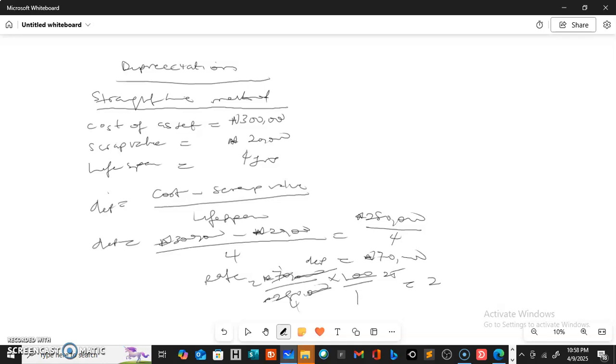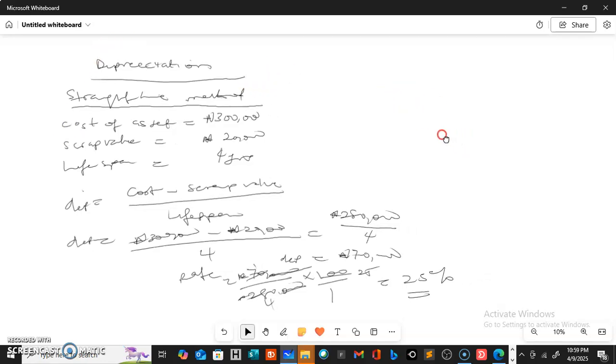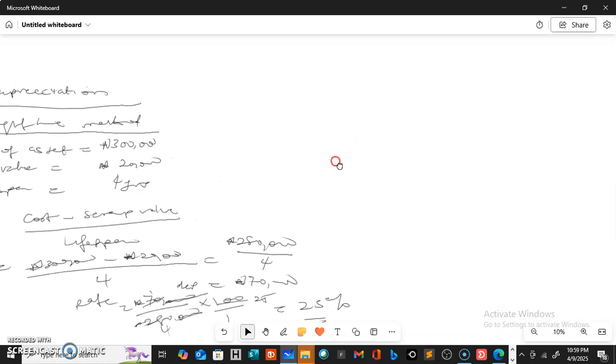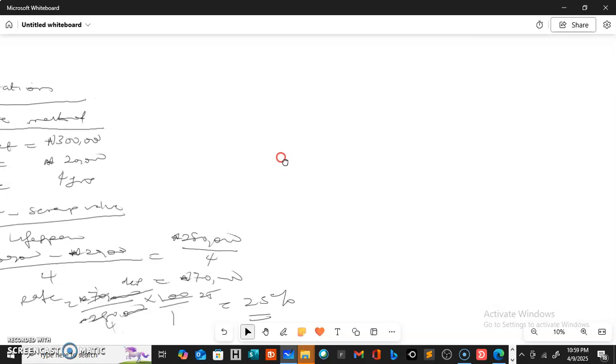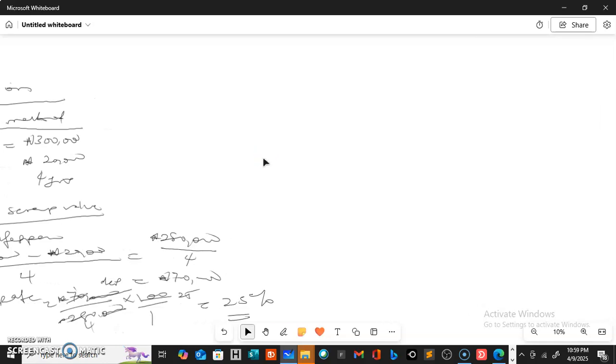Okay, so the assets will depreciate at 25%. Very simple. So now that we have the depreciation value at 70,000 naira, meaning that the asset is going to depreciate over the years using the straight line method, we're going to go around it to prepare the books of account. In this case, we're going to be preparing the asset account. So let's go ahead and do that.